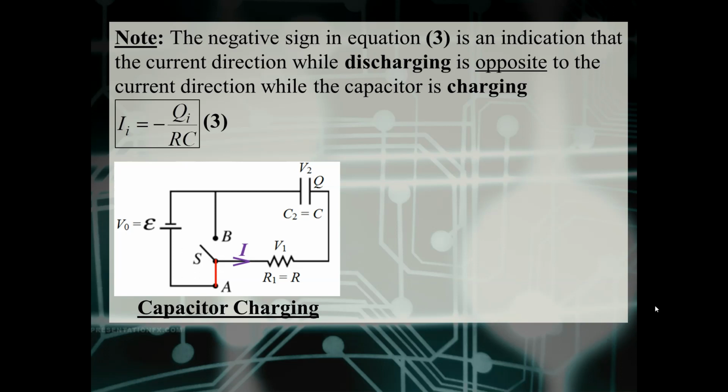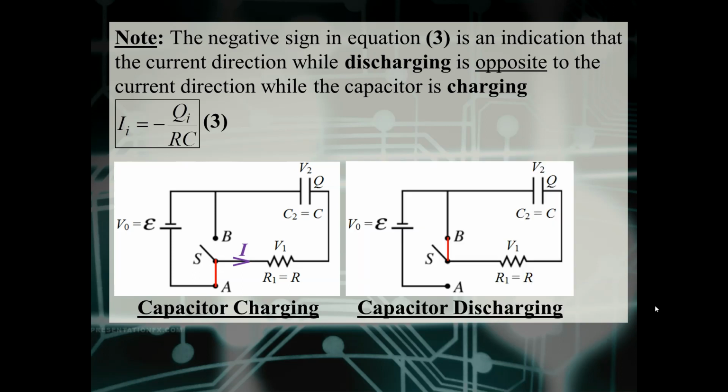Now, when the capacitor is discharging, when you take that switch and move it to point B, the direction of current is actually going to be in the reverse direction. When the capacitor is charging, it was counterclockwise, and when the capacitor discharges, the direction of current would be opposite. So that's all that negative means there. It's just telling us that the direction of current is actually reversed. But the magnitude of the current, we wouldn't actually need to worry about that negative sign. Okay? Just an indication about the direction.